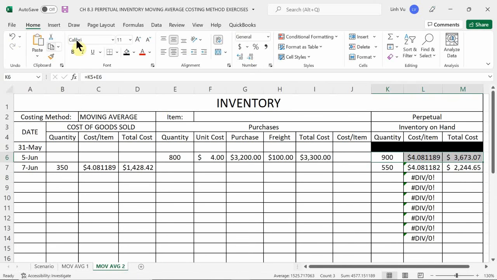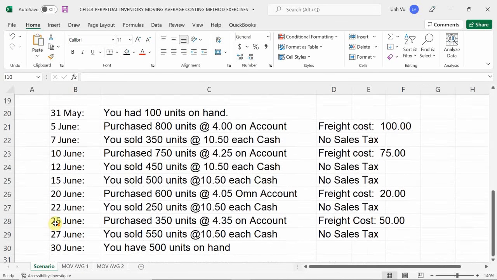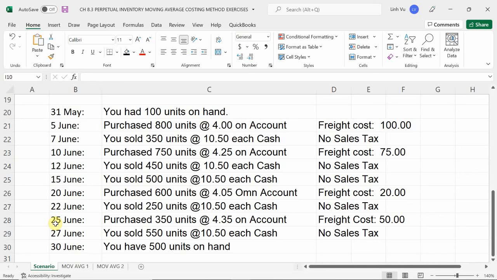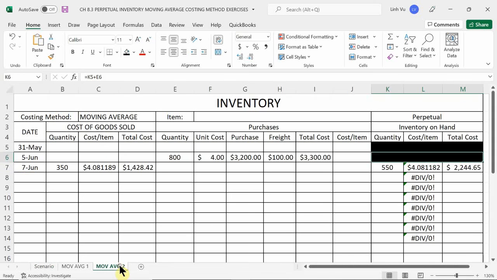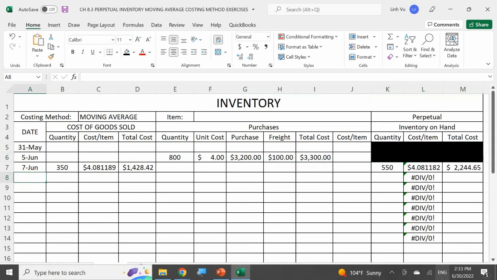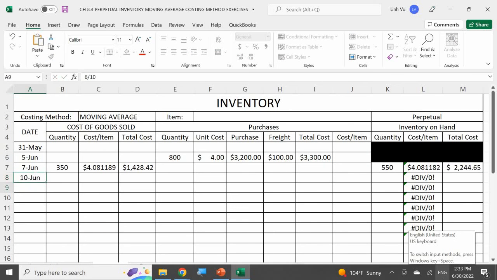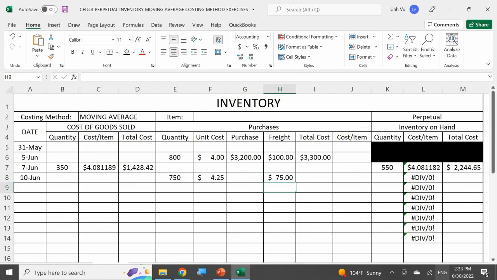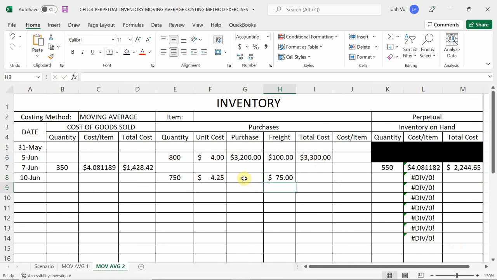And then we can hide this. Okay, so let's see what happened next. June 10, we purchased 750 units at $4.25 each with a freight of 75. So 750, 4.25, 75 on June 10. So we purchased 750 at 4.25 with a freight of 75. So what's my purchase price here?